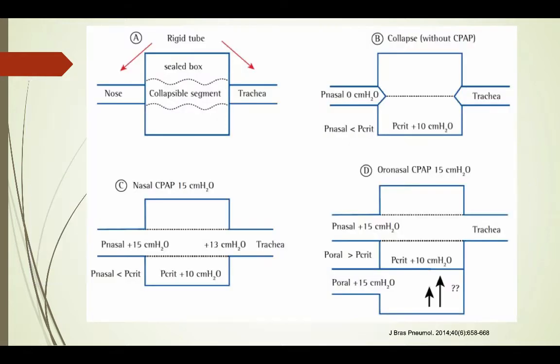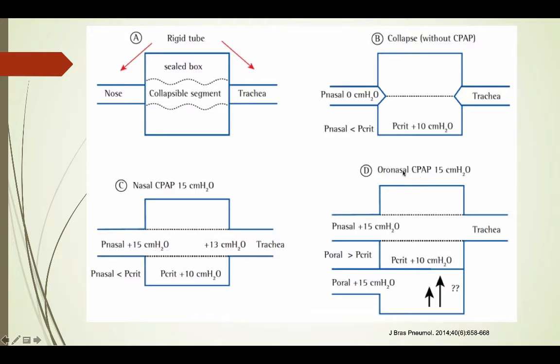Now, it is very important to understand that nasal and oronasal masks are very different in delivering PAP therapy. So basically, this is a diagrammatic representation of the patient's airway, which is a collapsible segment. And this is the nose side and this is the trachea side. And this segment can collapse in OSA patients. That is, the upper airway collapses in OSA patients. And when we apply CPAP through a nasal mask, we can open this collapsed airway at a certain pressure.